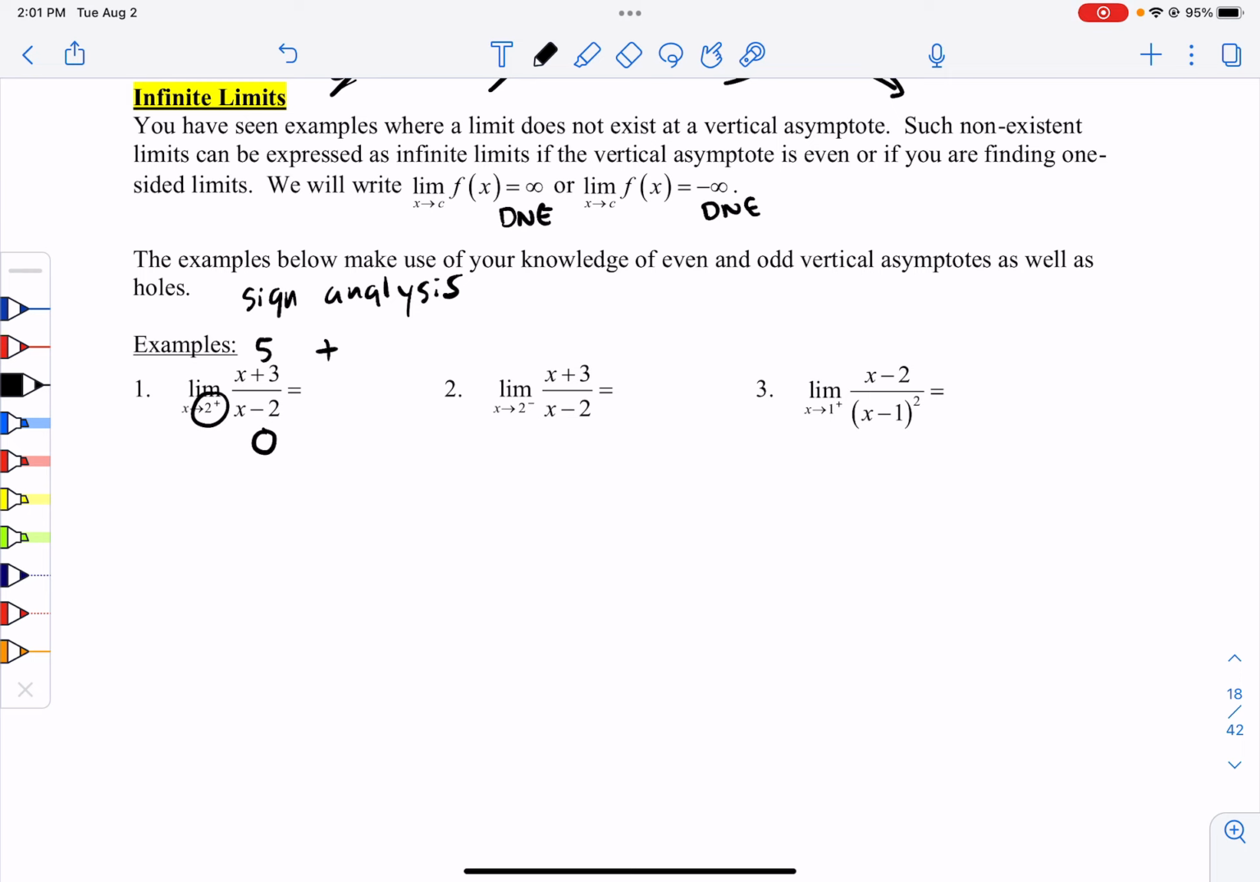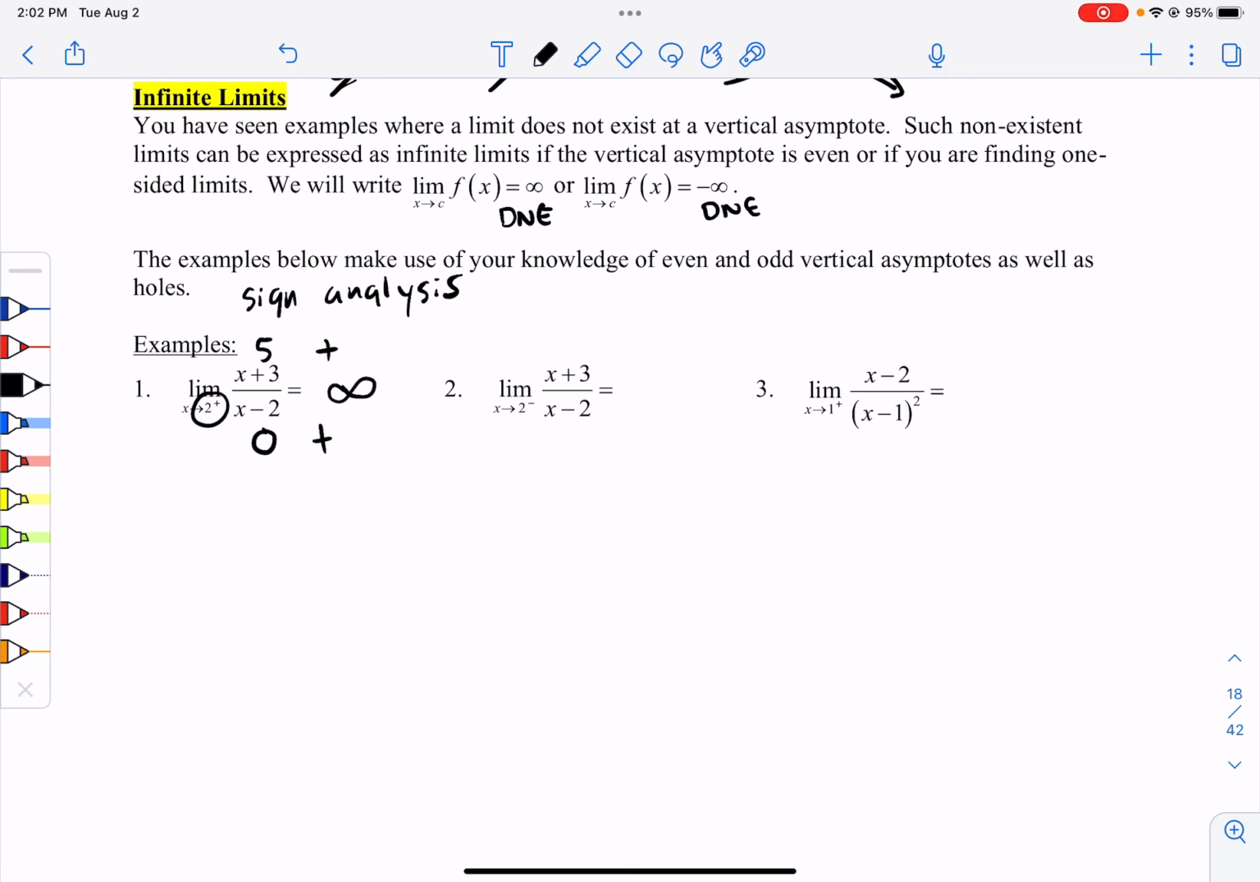But I'm a little bit bigger than 2, and then I subtract 2, which means I'm a little bit bigger than 0. I'm not exactly 0, I'm positive. So I have a positive number on the top and a positive number on the bottom. What that tells me is that my limit is actually infinity. I have a vertical asymptote on this problem, and I am going to infinity.